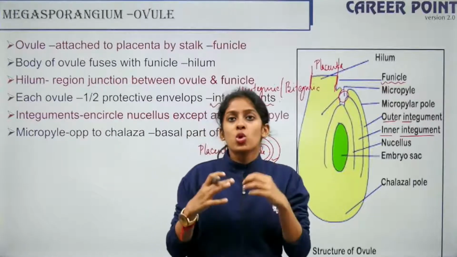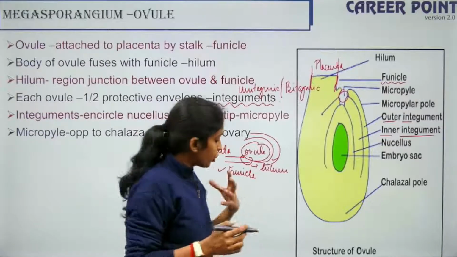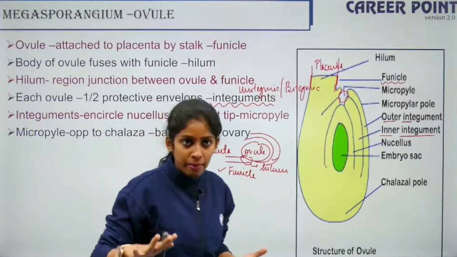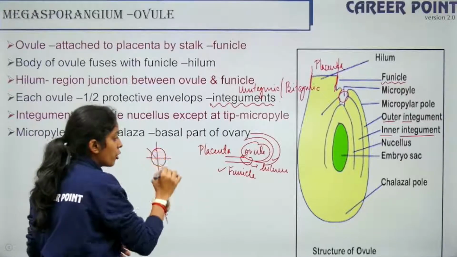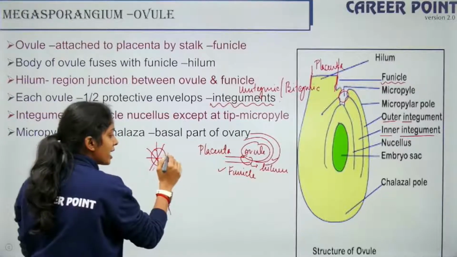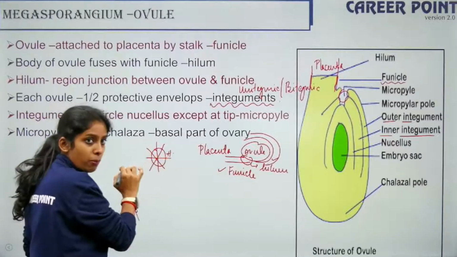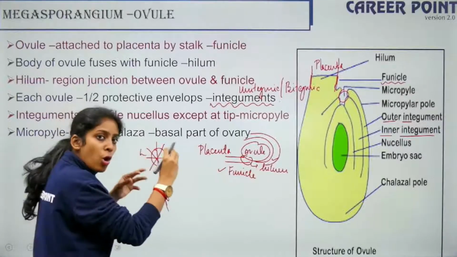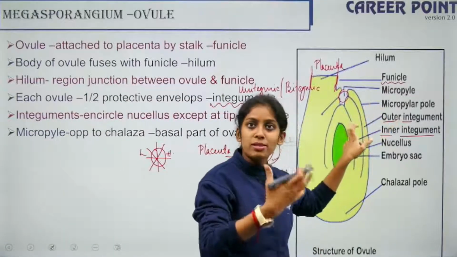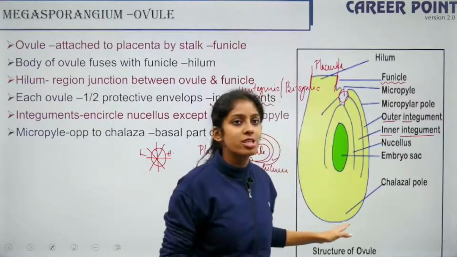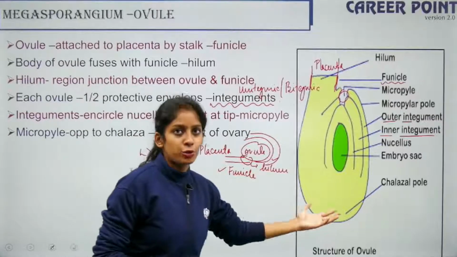For example, when you are born, you are formed by a zygote, right? Initially, before you became a baby, you were in the form of a single cell zygote. The zygote has to undergo repeated division and your cells take up positions, right? This will become the head and this will become the posterior pole. This will have your legs. So the poles are decided. Similarly, this pole is the micropyle end, which helps in making decisions later, and this is your chalazial pole. Alright. So chalazial pole is the basal part of the ovary.